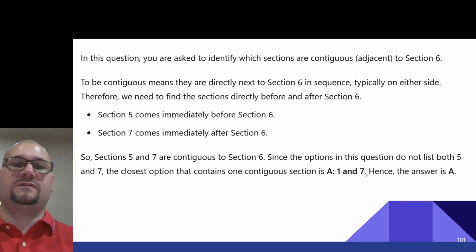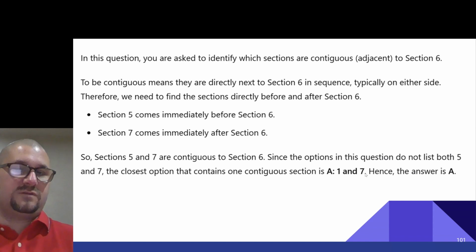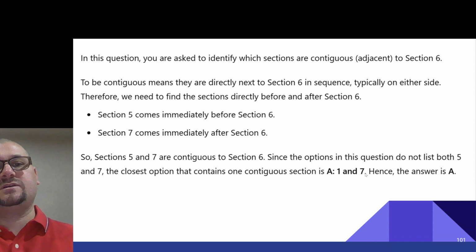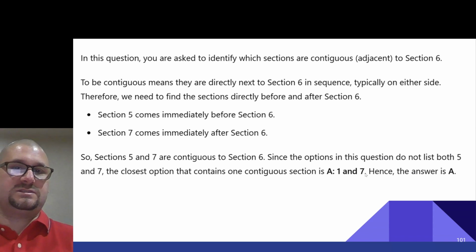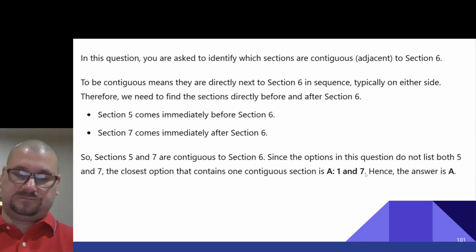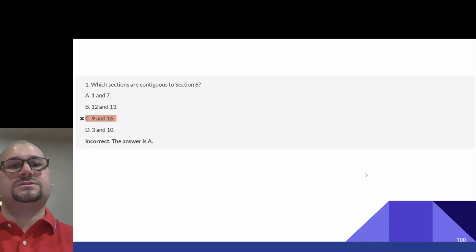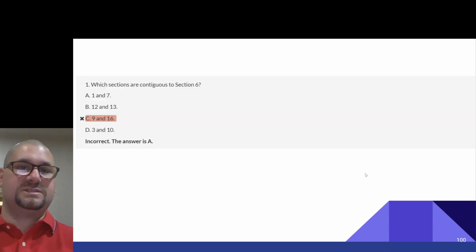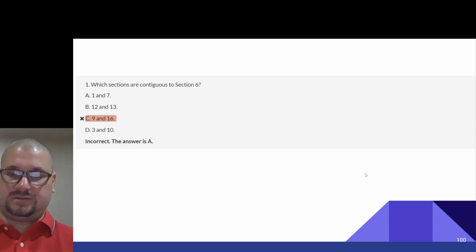So therefore, we need to find sections directly before and after section 6. So section 5 comes immediately before section 6. Section 7 comes immediately after section 6. So sections 5 and 7 are contiguous, which is adjacent or next to. Okay, so which sections are contiguous to section 6?